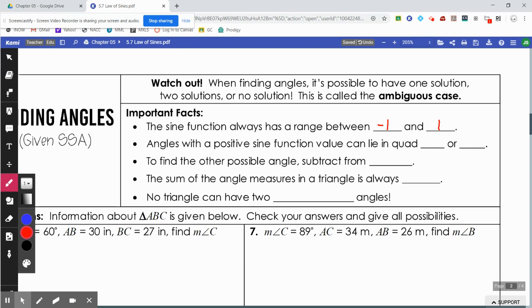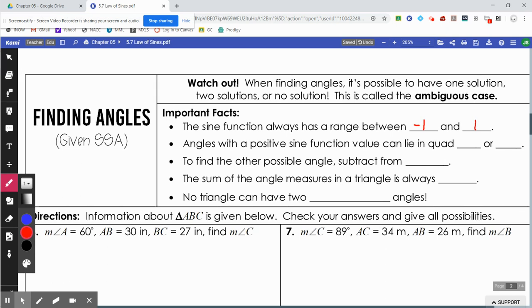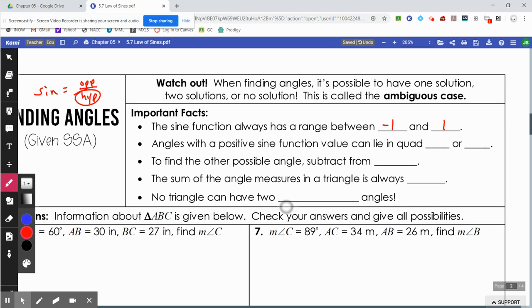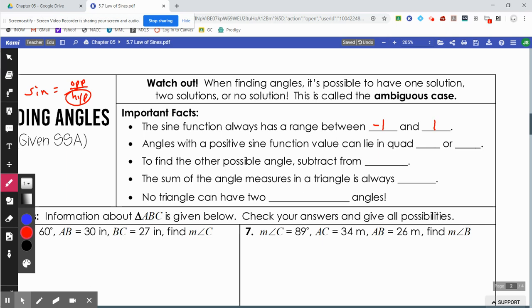The sine of nothing can be 2.3. And the reason for that, if you remember that sine is actually equal to opposite over hypotenuse, well, hypotenuse is always the longest side of a triangle. You can't have a value over 1. Angles with a positive sine function can lie in quadrant 1 and quadrant 2. So that's going to be a little tricky. That's what's going to present the problem.